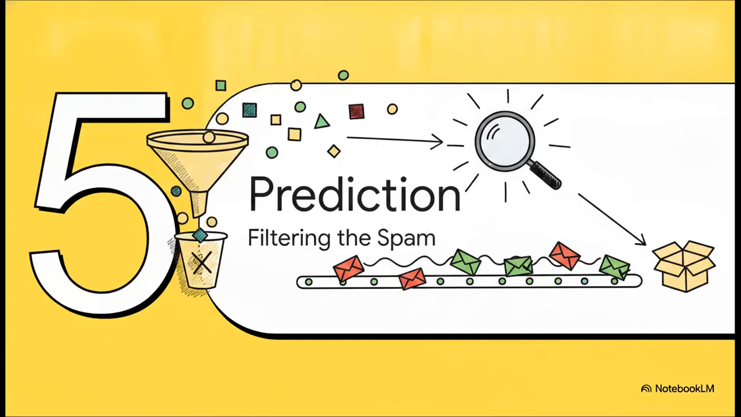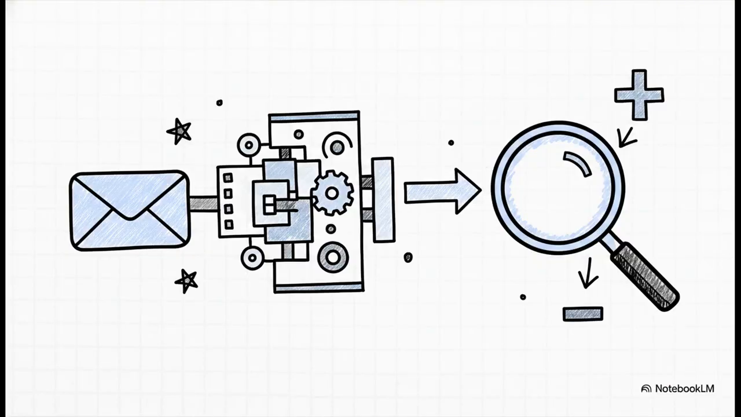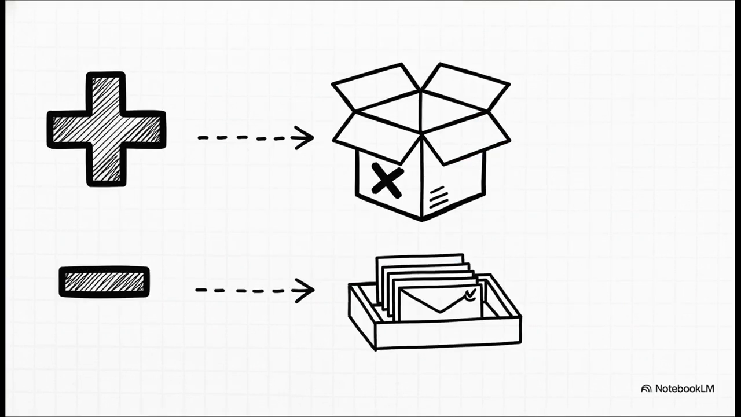Phase 4. Prediction. Filtering the spam. So we have our carefully calculated model, and this is where the pipeline actually goes to work for you. When a brand new email hits your inbox, we just run it through the exact same preparation process. We convert its text into a 20,000 dimensional feature vector, plug that vector right into our model's equation as x, multiply it by our trained w, subtract our trained b, and then we simply check the mathematical sign of the result. It's an incredibly elegant mechanic.